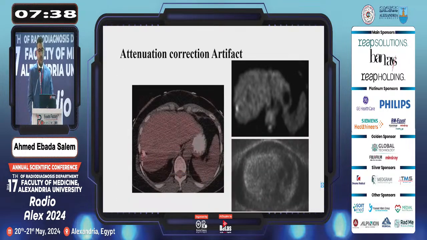This is another patient who had surgical resection of a solitary liver metastasis, and he was also due for his follow-up. We can see that there's increased uptake on the corrected image, and then on the uncorrected image, the uptake significantly drops. This is due to attenuation artifact.